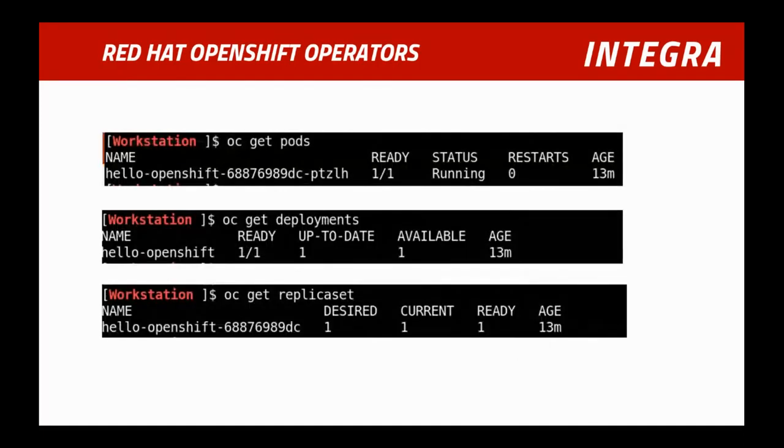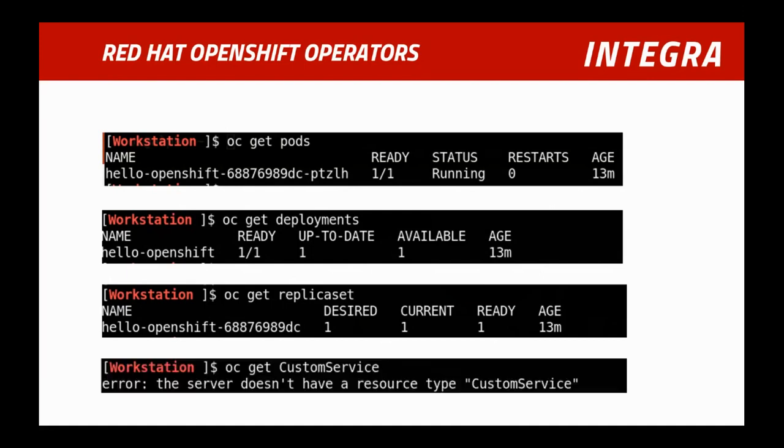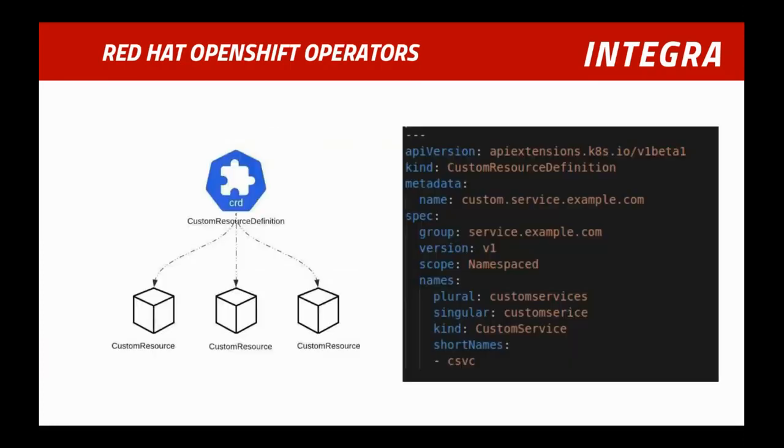So for example, if I run something like oc get pod or deployment or replica set, the OpenShift API would understand these resources and controllers. But let's say I wanted to create my own kind of resource in OpenShift or Kubernetes and want Kubernetes to understand it. For example, if I run oc get custom service, the OpenShift API will not understand what that is. How can I make the Kubernetes API understand my custom resource? This is the idea behind custom resource definition.